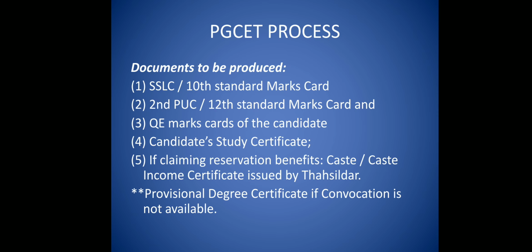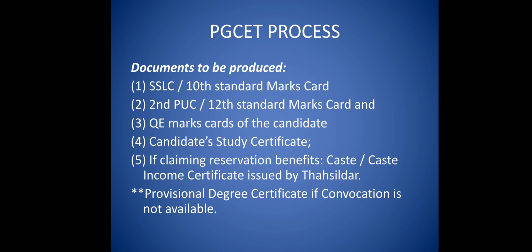So I repeat, study certificate for first standard to 10th standard, you have to get it done from your school and then go to the BEO office and get the green signature. Study certificate for PUC, you have to get it from your college, signature from the principal of the college, then go to the DDPI office, which will be at district level, and get the signature. These things you need to do for the study certificate.